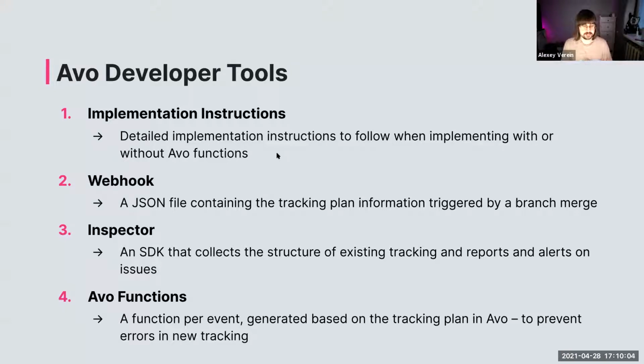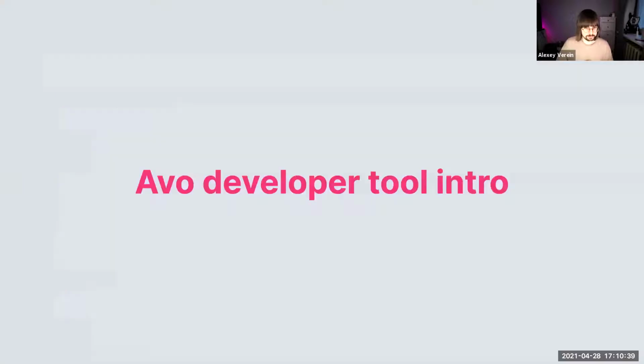Implementation instructions is a description of what needs to be done, like Thora just mentioned. Then you can listen to the changes of your tracking plan with webhook. Then we have Inspector that helps you to verify your implementation and compare it with your actual tracking plan. And then we have our functions, which is basically the implementation workflow. So Avo does implementation for you. Let's go through each of them one by one.